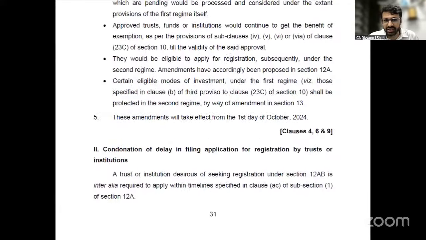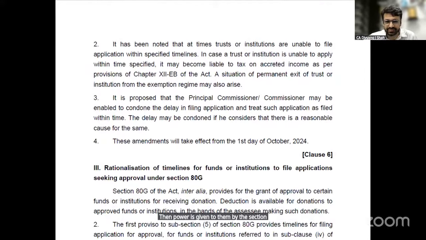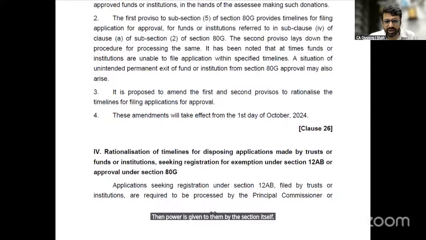Now just one more thing. For a trust, if there is a delay in filing a registration application, then a condonation application can be made to the same authority, that is the Principal Commissioner or Commissioner. That power is given to them by the section itself. So that you can consider.